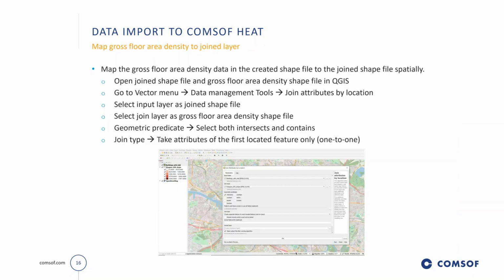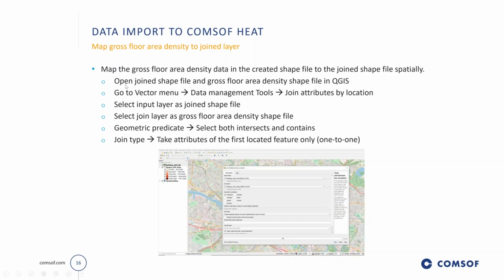So now we have to map the gross floor area density to the joint layer. Now we just mapped the heat demand density value to the building shapefile. Now we take the joint layer and map that with gross floor area density. In order to do that, we just have to repeat the same process. So now the base layer is going to be the joint layer, and the gross floor area density is going to be the join layer.